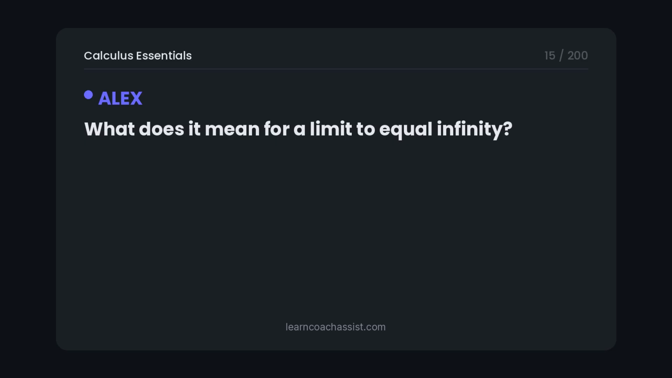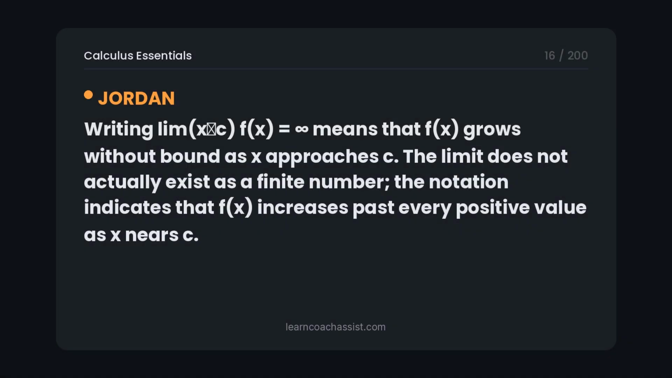What does it mean for a limit to equal infinity? Writing lim x→c f(x) equals infinity means that f(x) grows without bound as x approaches c. The limit does not actually exist as a finite number. The notation indicates that f(x) increases past every positive value as x nears c.